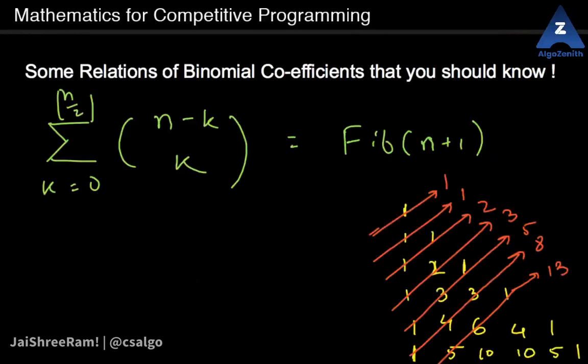Okay, now let's talk about one more expression. So this is, the numerator is decreasing and the denominator is increasing. Okay, so you start from n choose 0, then n minus 1 choose 1, n minus 2 choose 2, and so on. This turns out to be equal to Fibonacci of n plus 1.